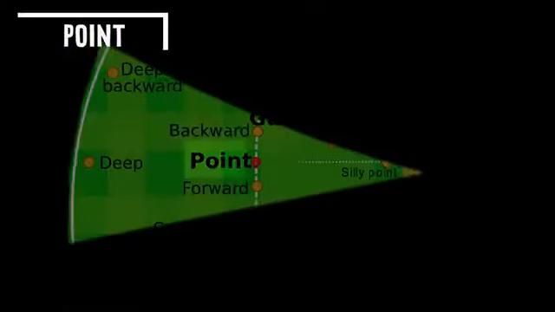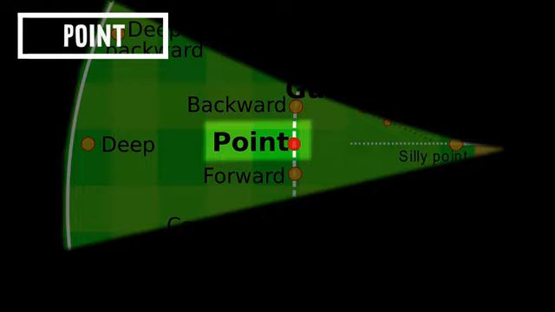Next comes the point region. Point fielder is located exactly in the line of popping crease.